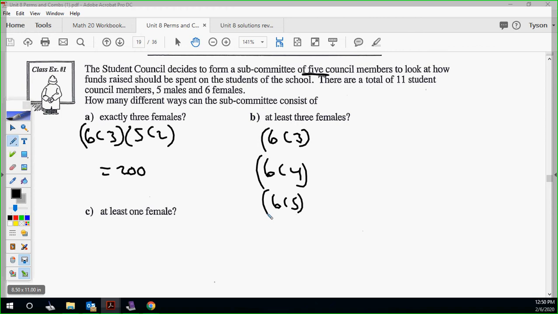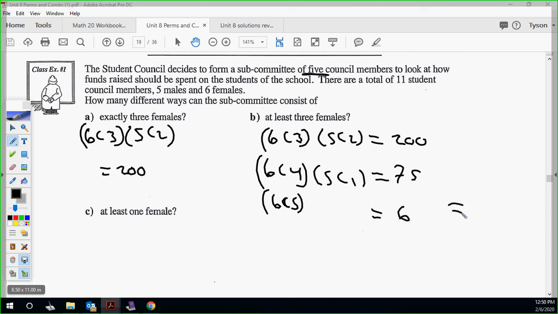We already know what 6C3 times 5C2 would be, that's your 200. And then it's going to be 6C4 times 5C1. And then you don't have to do 5C0, you can if you want, but 5C0 is just 1, so it won't get you anything. Sorry, the subscript on the combinations is kind of bad. If you do that, you're going to get 200, 75, and 6, and you add all that, there's 281 ways to have at least 3 females.